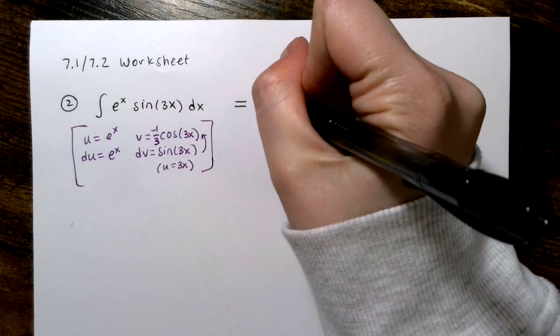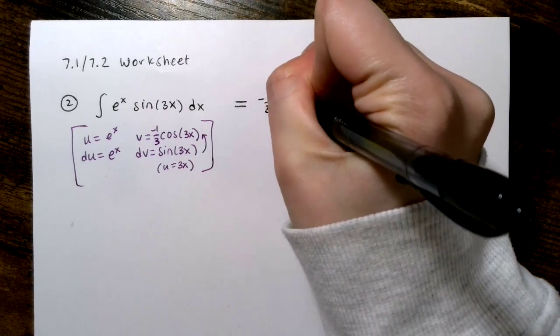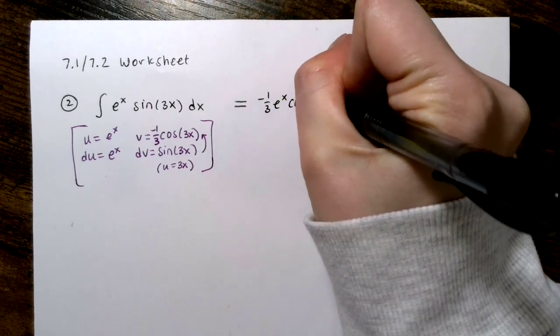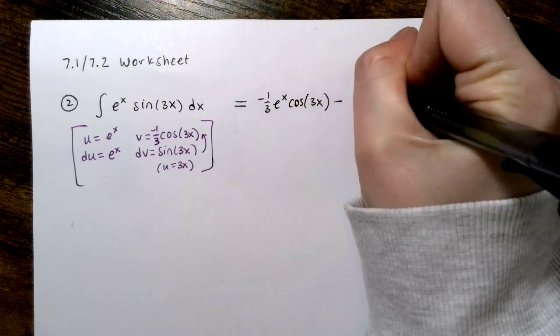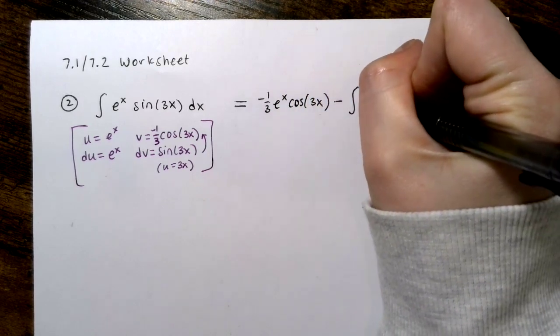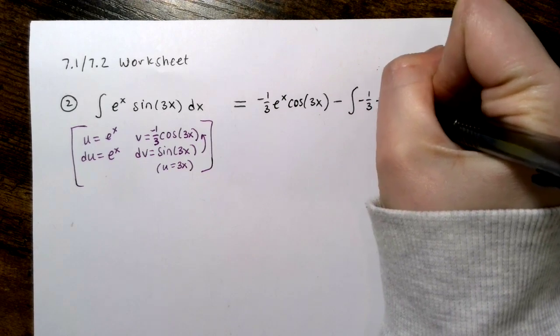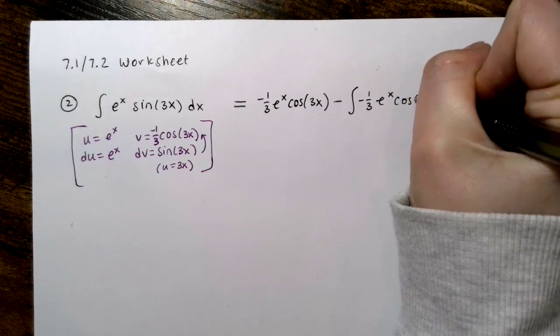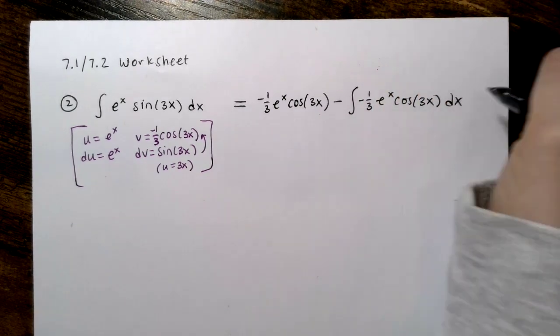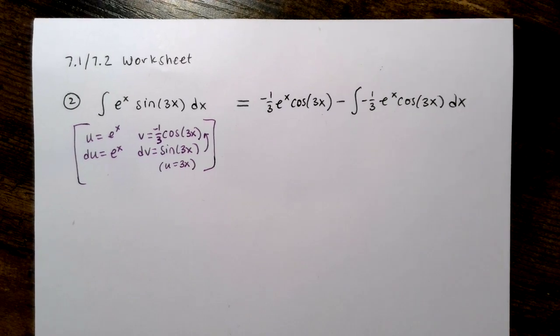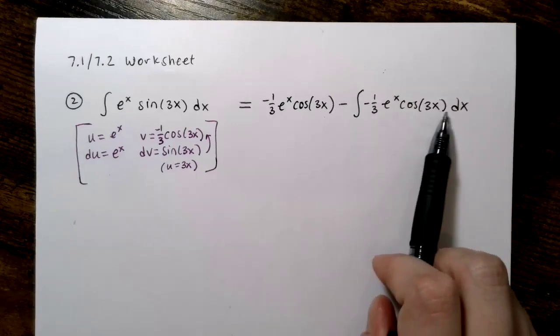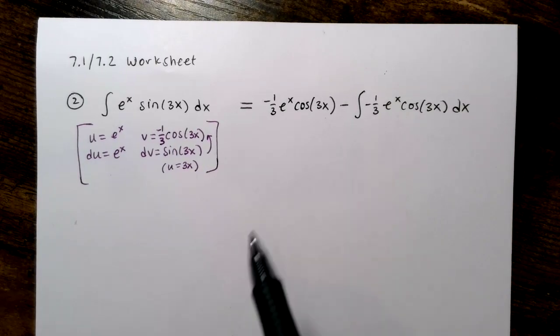I have uv minus the integral of v du. So I know I'm going to have to do by parts a second time. I'm actually going to take a step and just simplify what I have here so I don't get too lost in the minus signs.